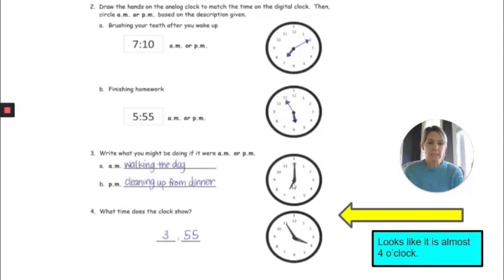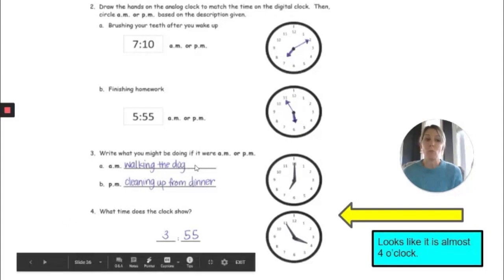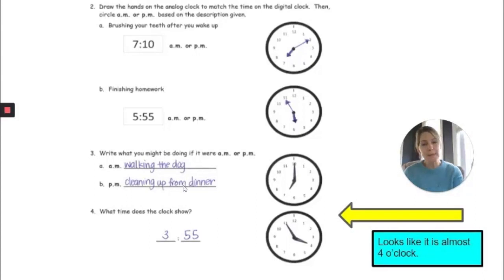For what I might be doing if it were AM or PM, let's check the time. Well, the hour hand is pointing to the 7 and the minute hand is pointing to the 12, so it must be 7 o'clock. So at 7 o'clock AM, I am walking my dog because he is ready. And at 7 o'clock PM, if I've gotten everything done for dinner, then by that time I should be cleaning up or having my family help me clean up.